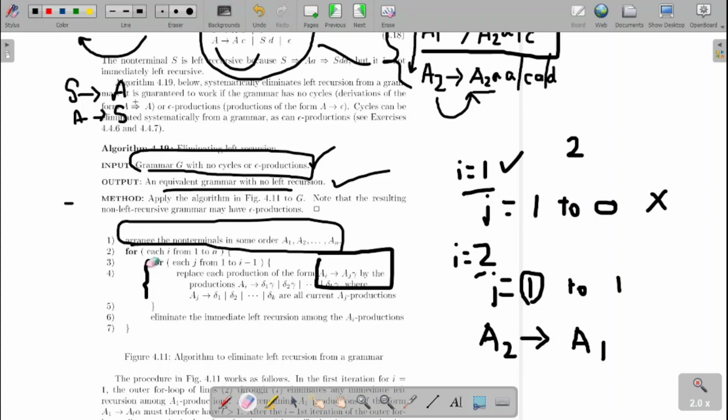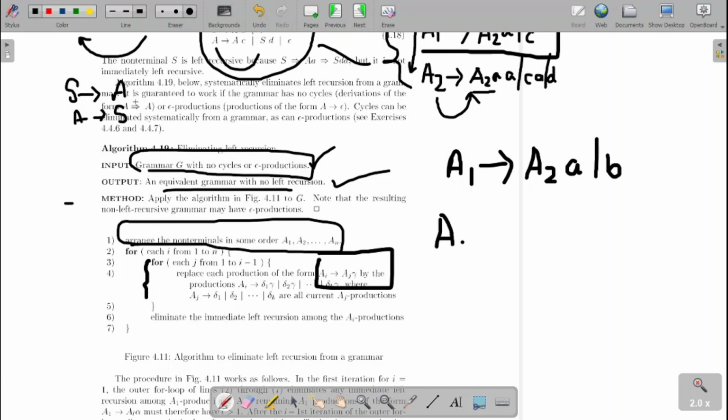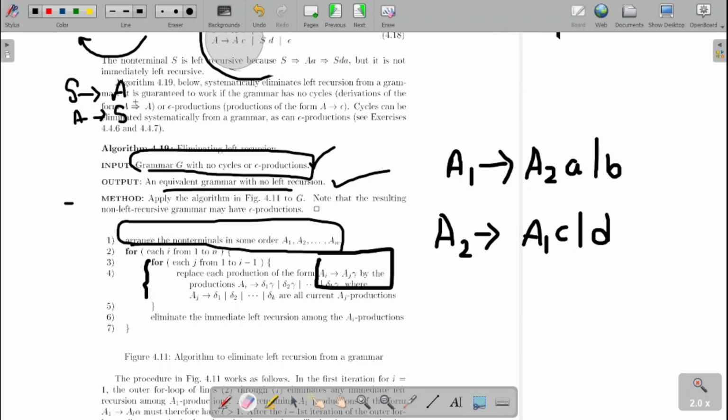Fine. So let me rewrite this one, so that it will be very much clear. What was our grammar? First one is A1 derives A2 A or B, then A2 derives A1 C or D.